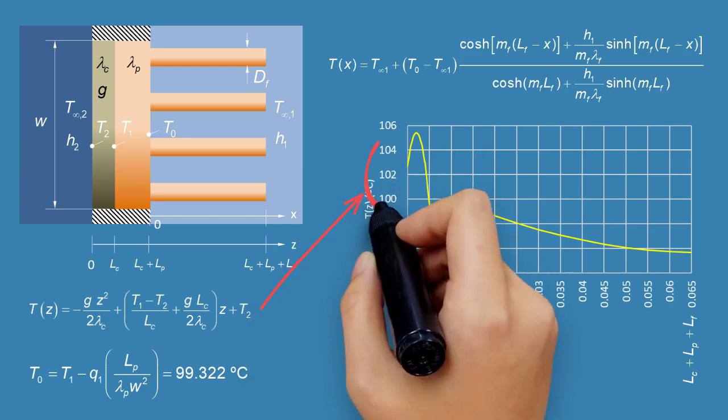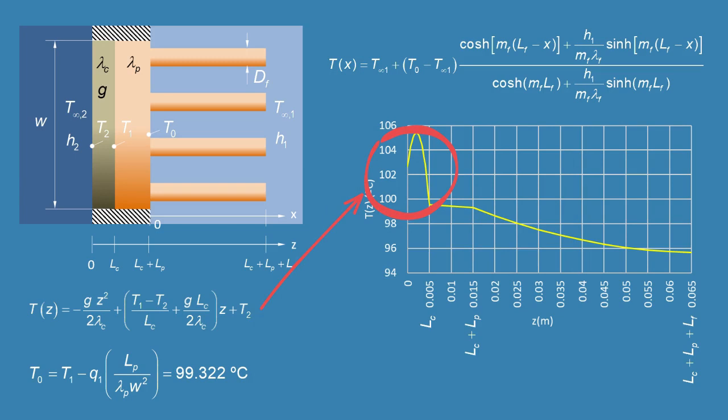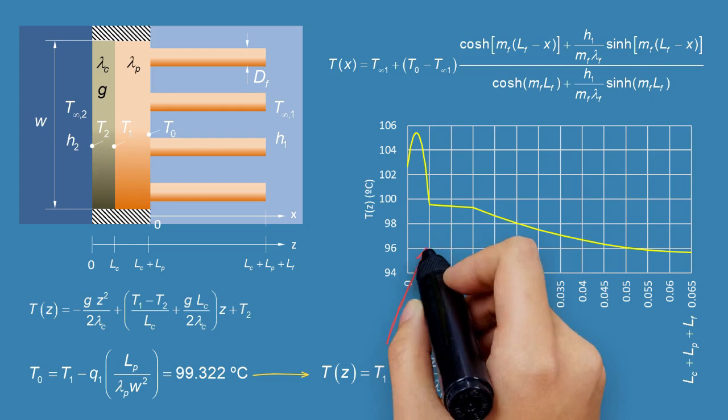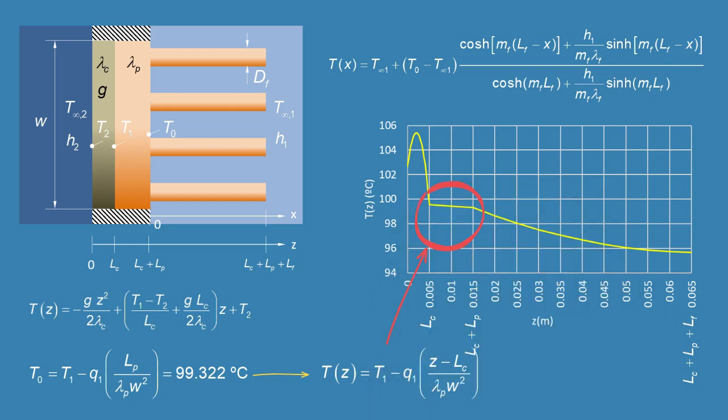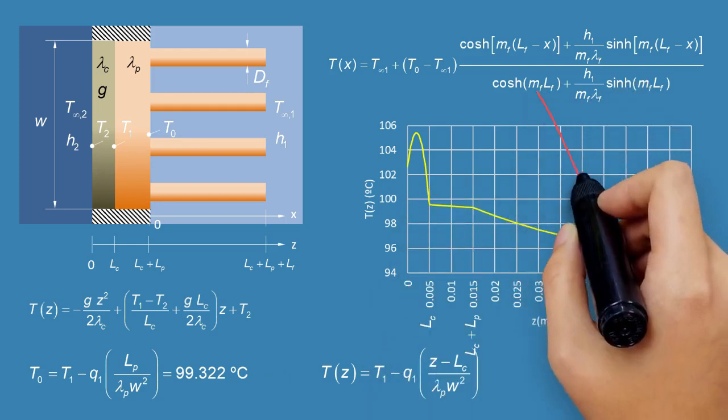You can see the second-order polynomial curve for the chip, the linear line for the base of the heatsink, and the nonlinear curve for the fin.